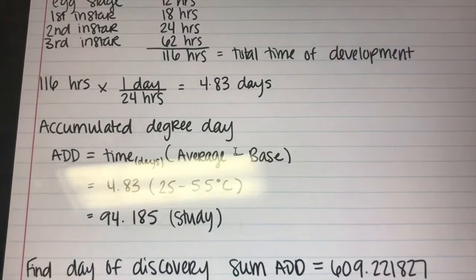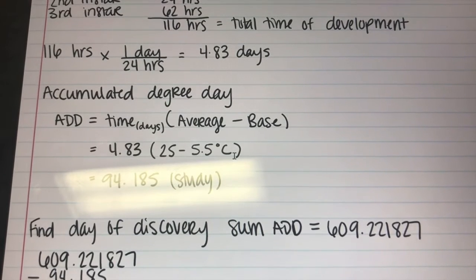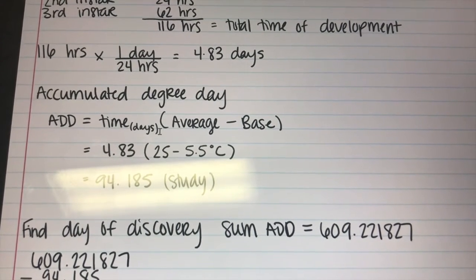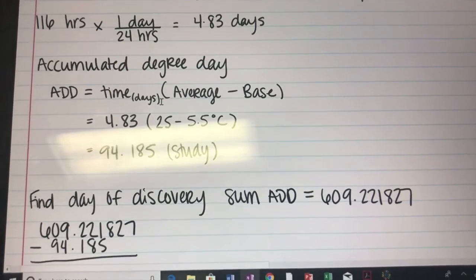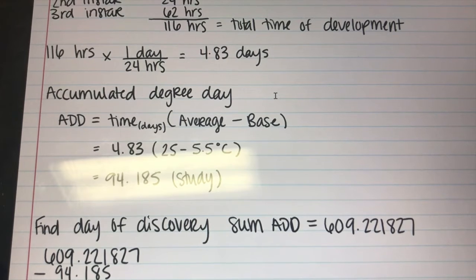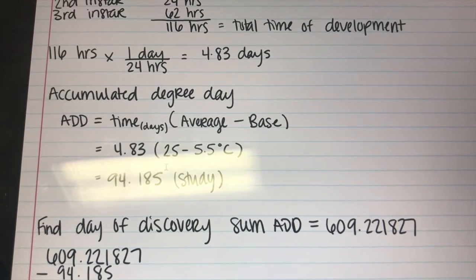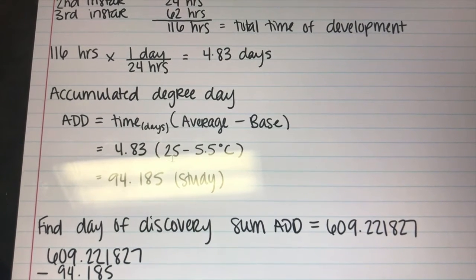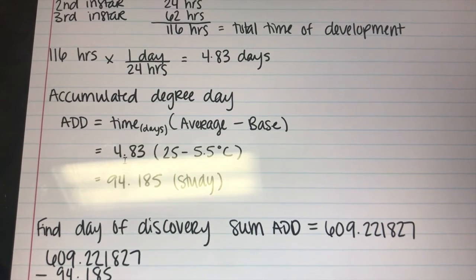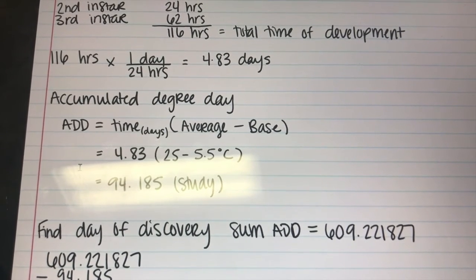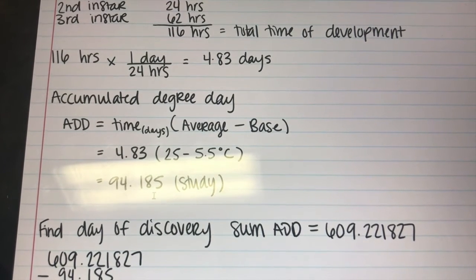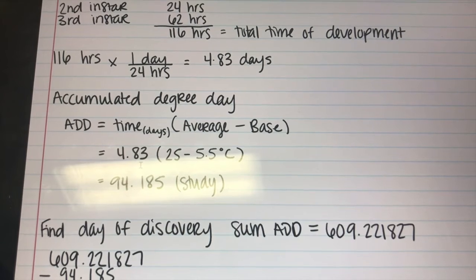So now let's look at this equation that we're going to use that number for. We're going to take time in days and multiply it by average minus base. That average is the average temperature from the study, and the base is the baseline, 5.5. So you can see that here. We're going to do 25 minus 5.5 degrees Celsius multiplied by 4.83 days. Okay, so this gives us 94.185. This is a value based on the literature.